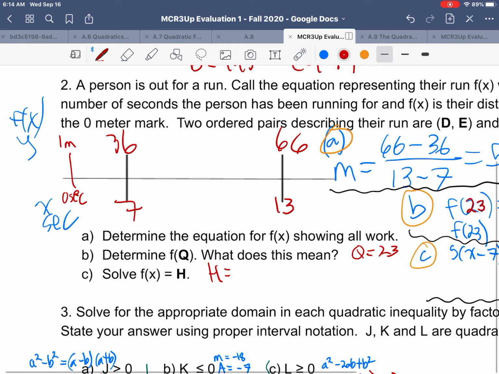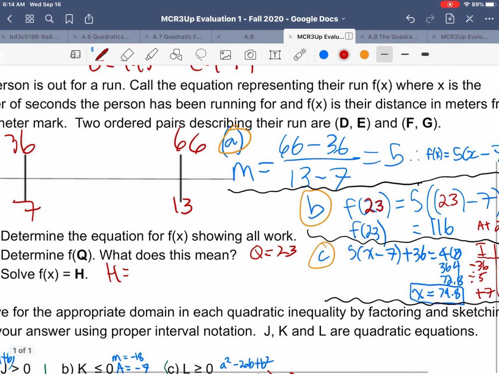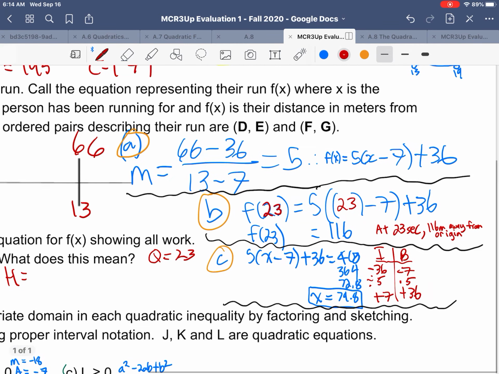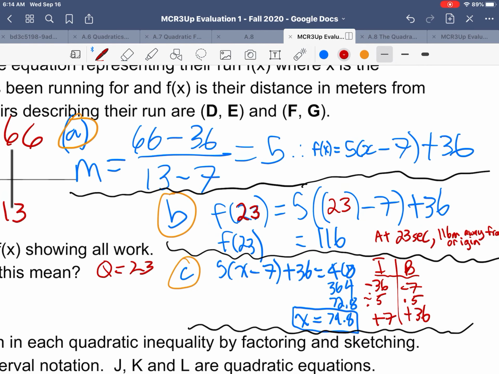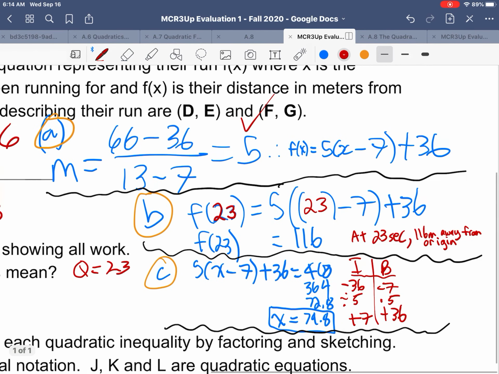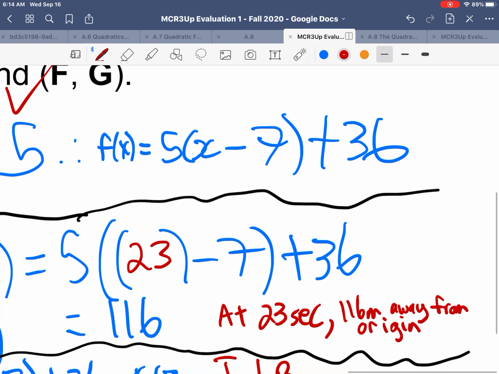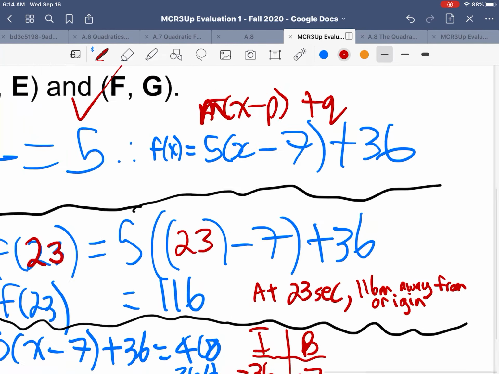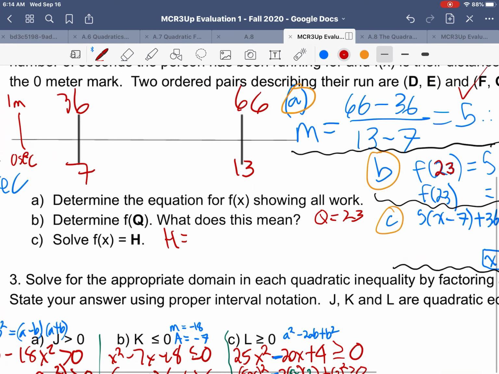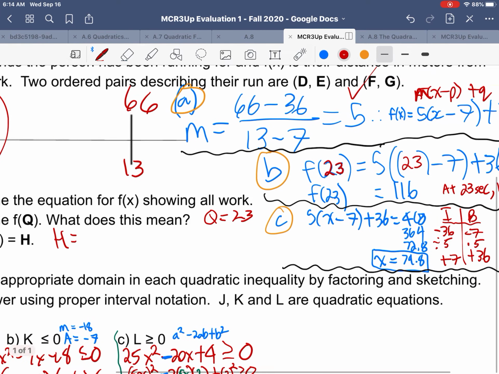First part A is to come up with the equation. So you had to figure out the slope, showing your work, and then put it into an equation. Some of you figured out that it was 5x plus 1 using the methods that you learned in grade 9 and 10. You could go directly to m(x minus p) plus q, because it's fairly obvious from this that when x equals 7, y has to be 36.